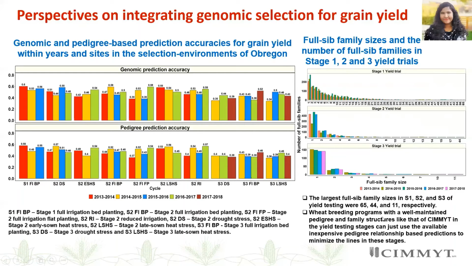So as selection goes, and you do not co-select sibs in these advanced generations, we just have very few sibs in these generations. A major conclusion out of that was breeding programs that have a pedigree and family structure similar to that of CIMMYT in the yield testing stages can just use the available pedigree, which is free of cost, versus using genomic relationships, because in these generations, you're not going to see much advantage of using genomic relationships over the pedigree. And this has to be done much earlier in the cycle where you have a large family size.